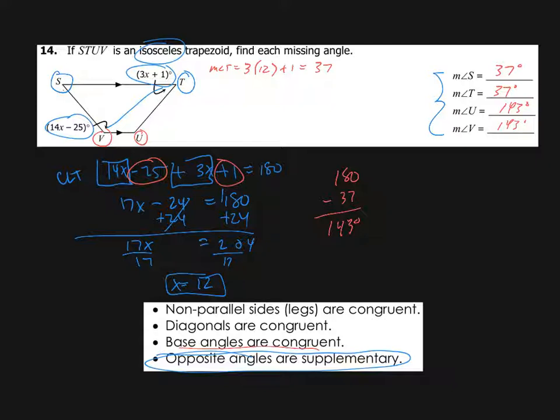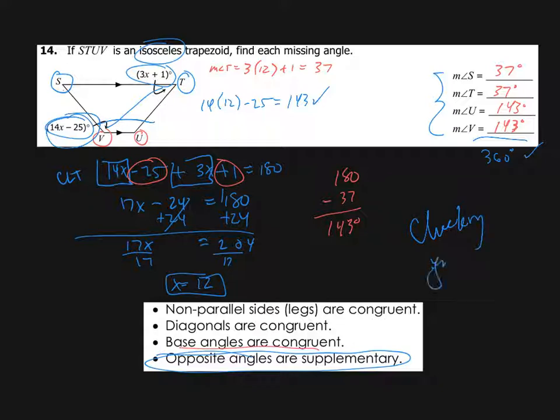I don't have to substitute in to actually answer it, but I am going to choose to do that. So I'm going to come down here for angle V and say 14 times 12 minus 25 and see what we get. Well, 14 times 12 is 168 minus 25 is, lo and behold, 143. So these answers are good to go. And if you add them all up, you actually do get 360. So there's so many ways that you can check your answers. And I suggest checking your answer.